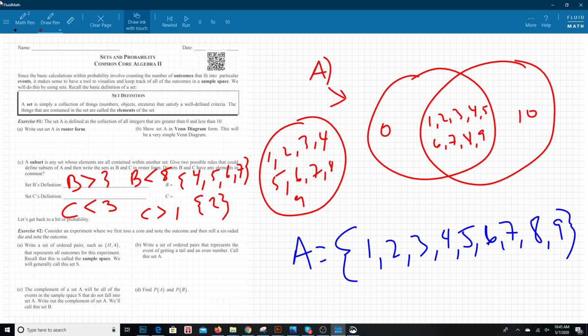So if you see an example that you flip the coin, you got a heads, and then you roll the die and you got a 4. So if we wanted to list all outcomes, we would just do it like this.